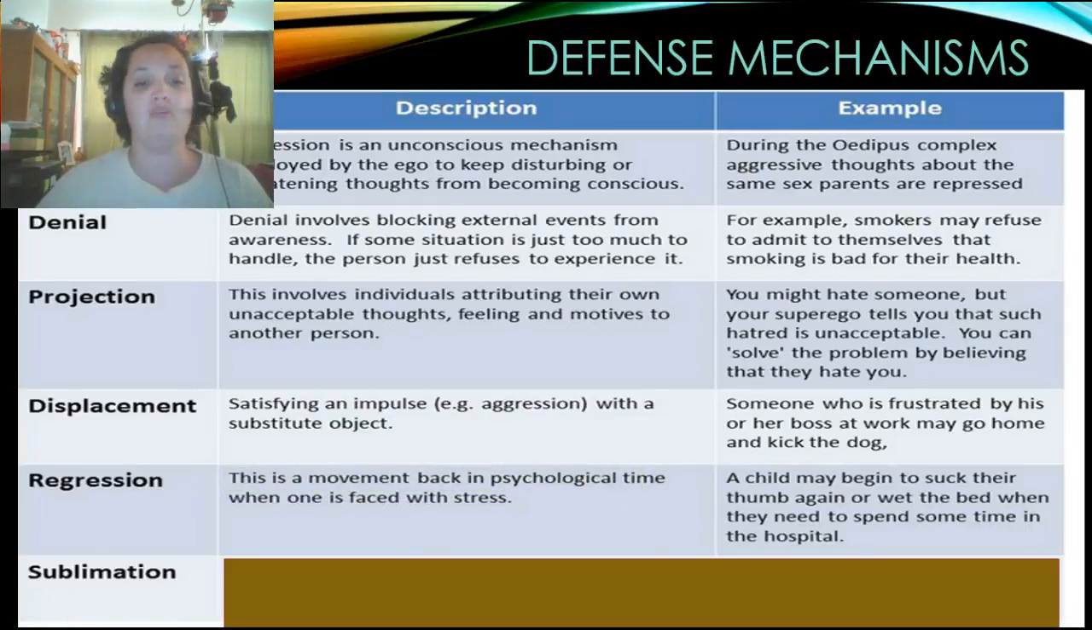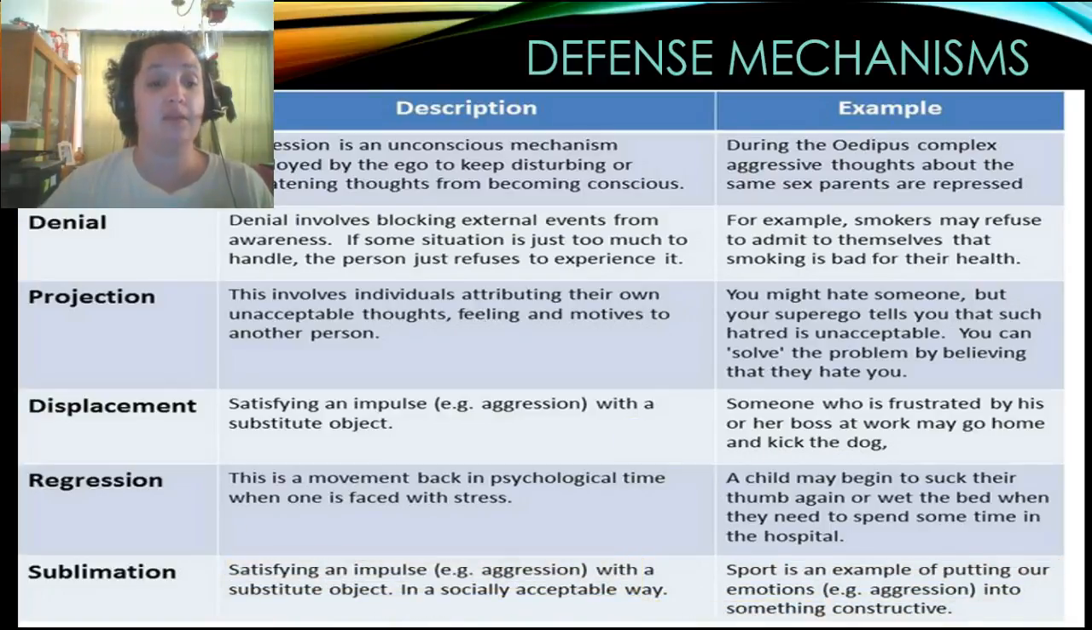Regression kind of goes back, moving backwards in psychological time. So if you're stressed out, you go backwards through the stages instead of going forward. So for example, if a child is born, the older sibling might suddenly refuse to go to the bathroom on the toilet or wet their bed because they feel like they're being substituted or replaced.